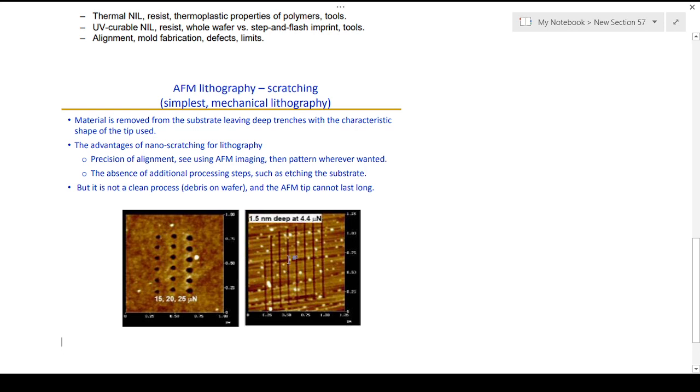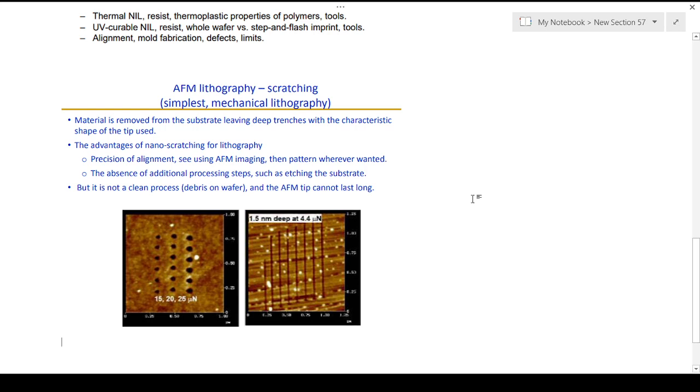Okay, so what we have done is simply scratching using an AFM tip. Okay, AFM has a cantilever tip. By utilizing that, we will be removing the material from the substrate, leaving deep trench-like scratches. So the advantage of this nano scratching for lithography is that it allows precision of alignment using the AFM image. Okay, and whatever pattern we want, we can make in this process.